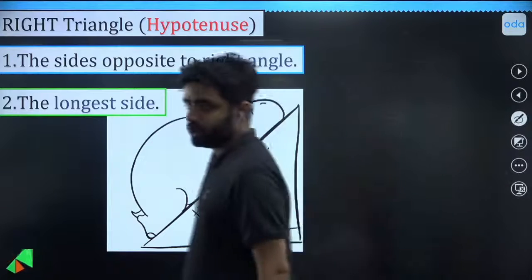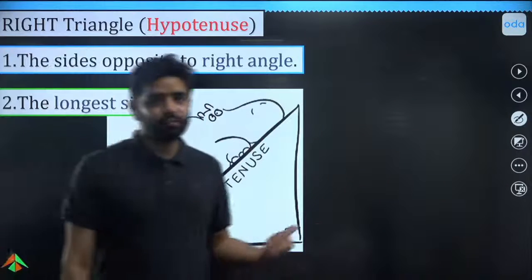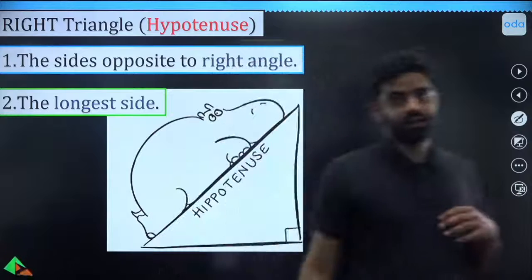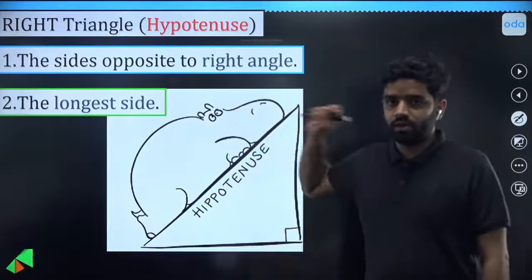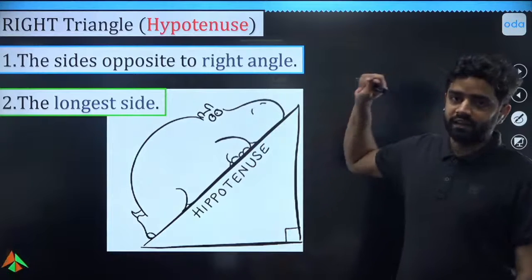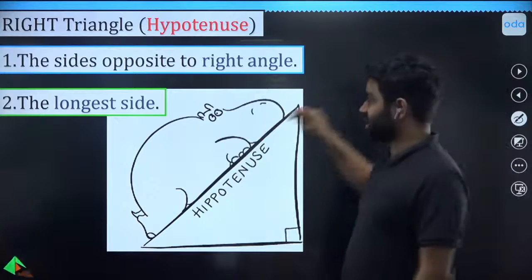So make sure you remember what the hypotenuse is in a given right angle triangle. That is, the side in front of 90 degrees will be called the hypotenuse, and this is the largest side in any right angle triangle.